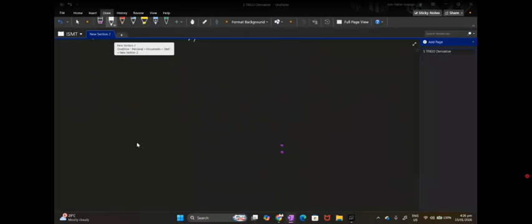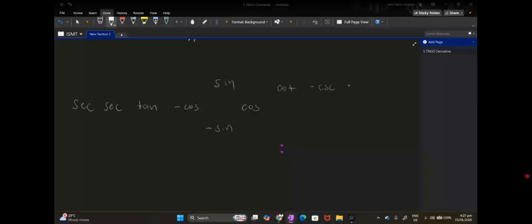Check lang natin para ma-gets. So, ang palatandaan ko here is secant, tangent, negative cos, sine, negative sine, cotangent, negative cosecant, and cosecant. So, secant, negative cos, sine, negative sine, cotangent, negative cosecant, and cosecant.